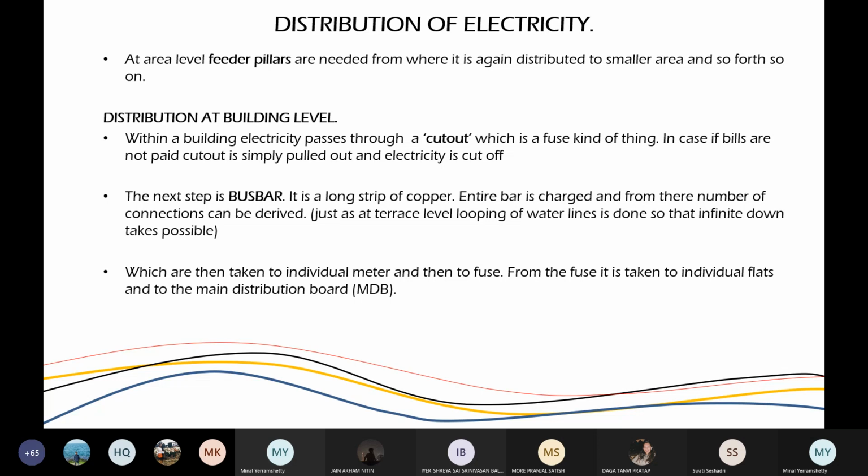Now, please understand the distribution at institution level and the distribution at flat level or residential level. Okay, there is a big difference. I will not have an MDB largely, or rather, I will have an MDB only for my own flat, which will be very tiny.